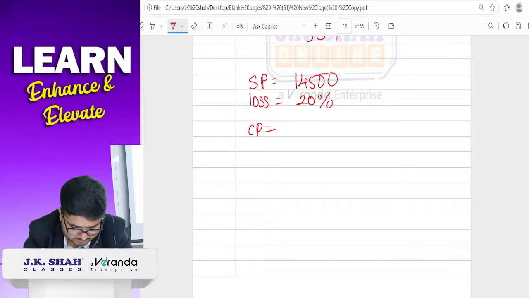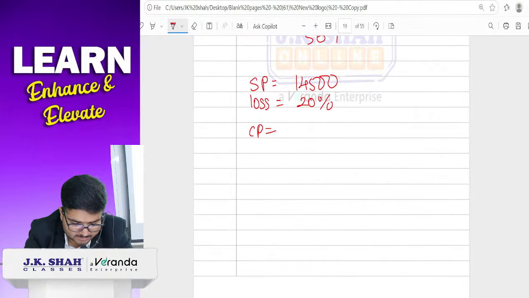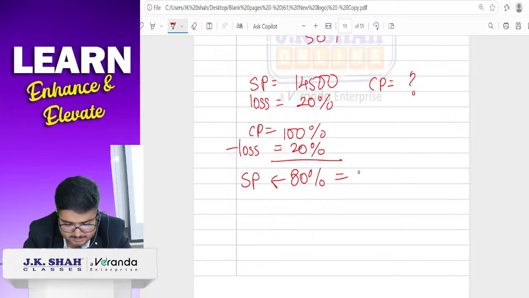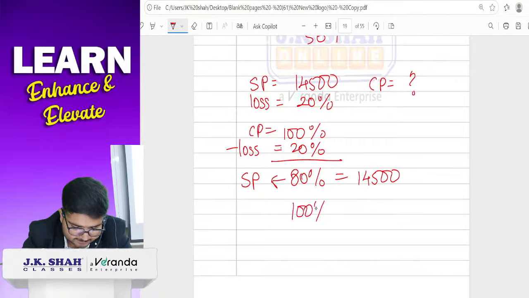Again you have to find out CP. Now you have to find CP, so you will start the sum by CP only. CP will be 100%. Now the loss is 20%, so you will subtract 20%. Answer is 80%. What is this 80%? This is your selling price. What is the value of selling price given to you? It is 14,500. That means 80% is 14,500. You have to find out 100%.